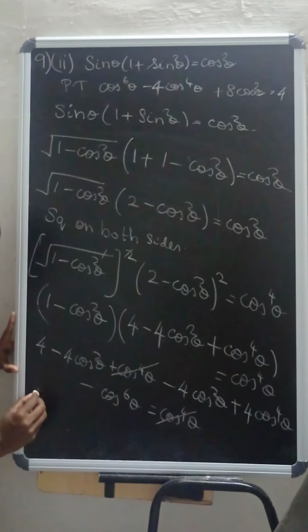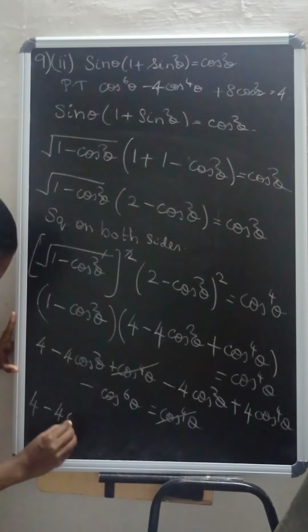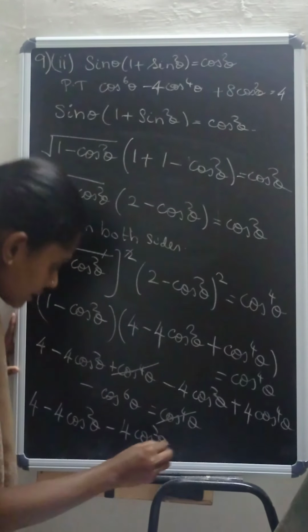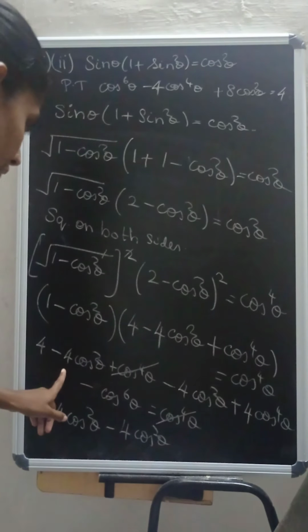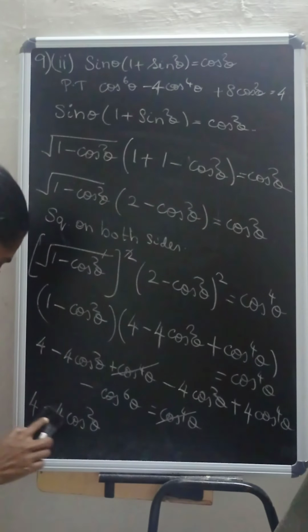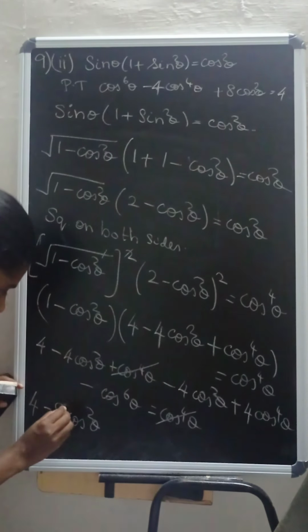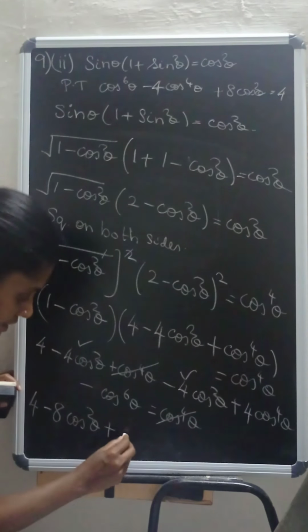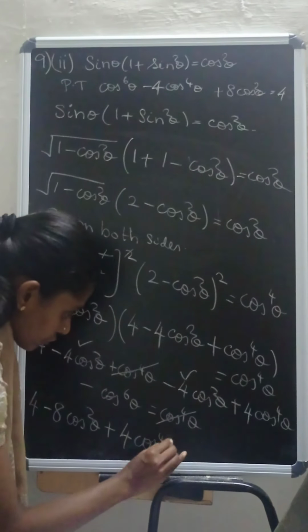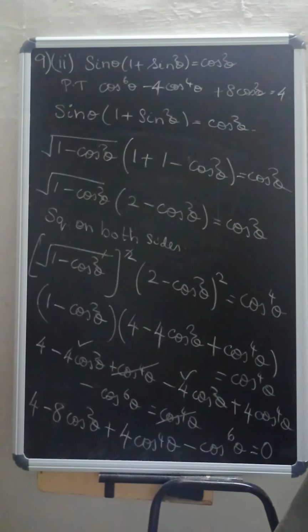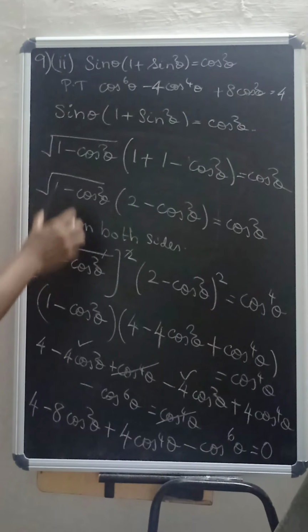So now write 4 minus 4 cos square theta minus 4 cos square theta. So here we can write minus 4 cos square theta minus 4 cos square theta as minus 8 cos square theta. These two put together: minus 8 cos square theta plus 4 cos power 4 theta minus cos power 6 theta is equal to 0. So now when this 4 comes this side, you will get the answer.